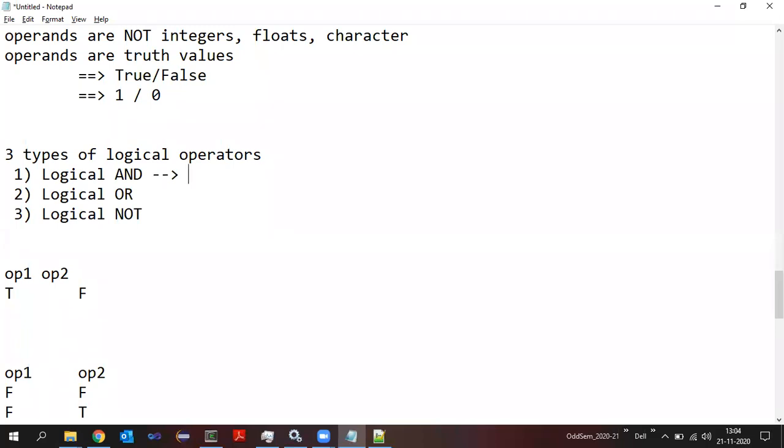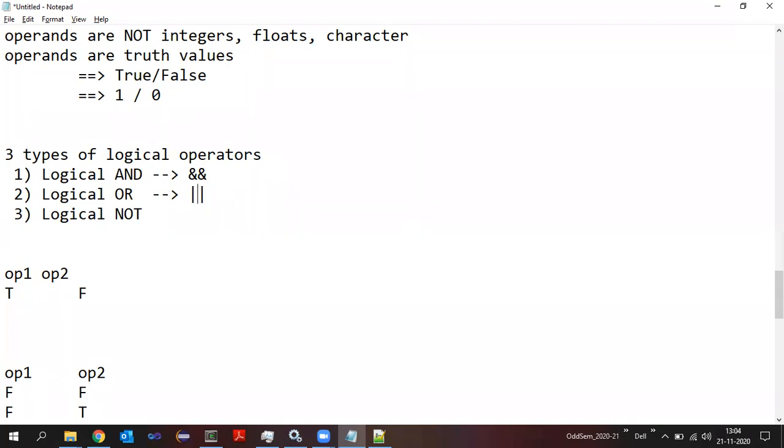The logical AND is represented as two AND symbols. Okay, see here, two AND symbols. If I write two AND symbols, that means this operation is the logical AND operation. Then the second one, for the logical OR, the operator is two vertical lines. You see here, two vertical lines.